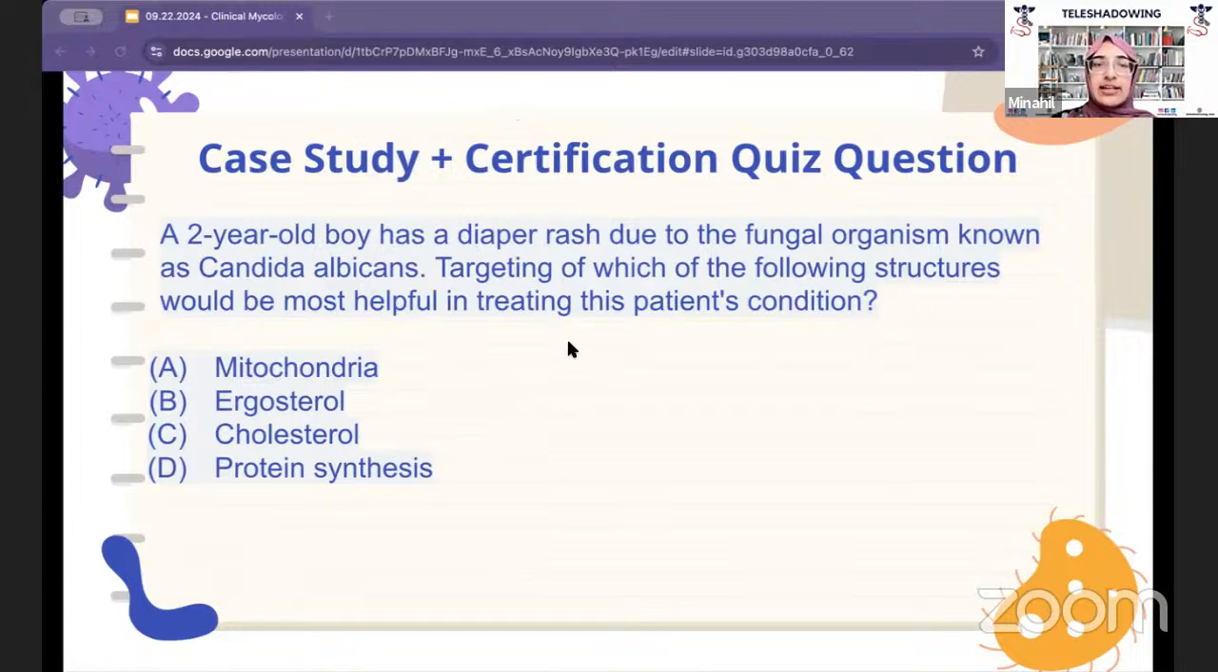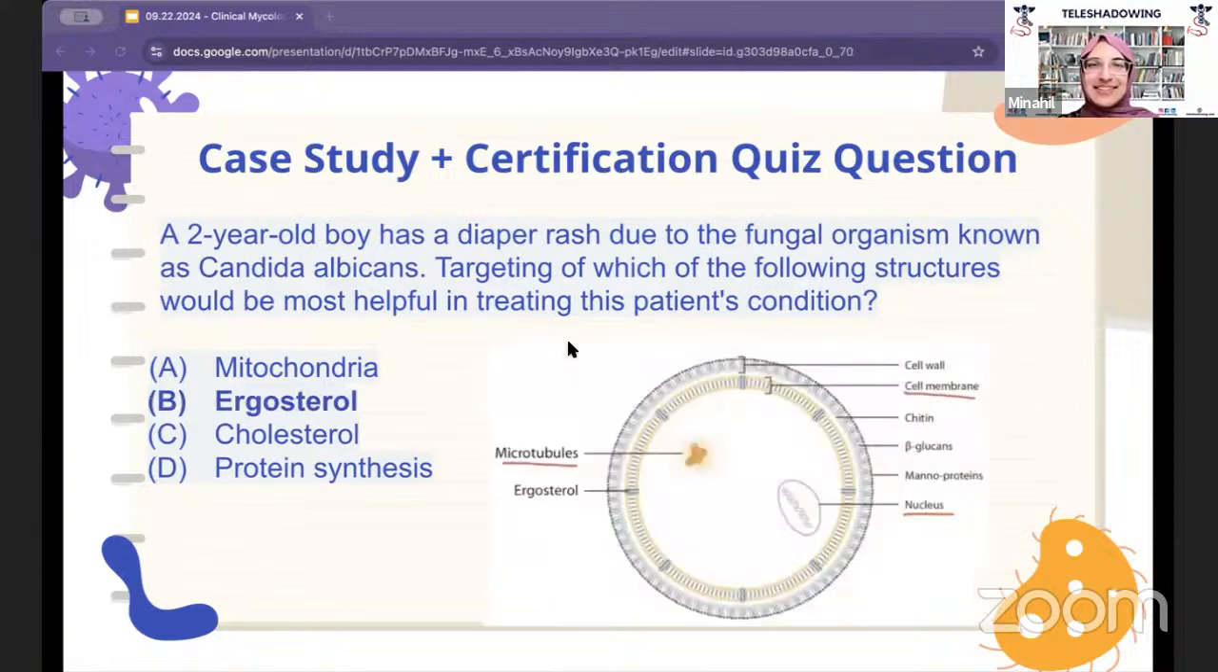So a 2-year-old boy has a diaper rash due to the fungal organism known as Candida albicans. Targeting which of the following structures would be helpful in treating this patient's condition? Is it A, mitochondria, B, ergosterol, C, cholesterol, or D, protein synthesis? I'll give you a second to think about that. Okay, so the correct answer is B.